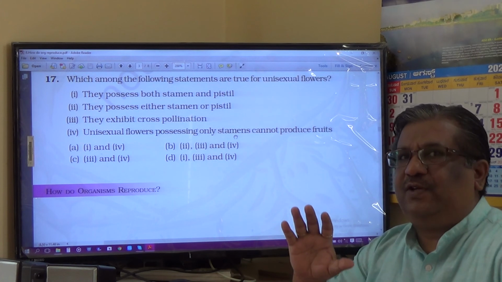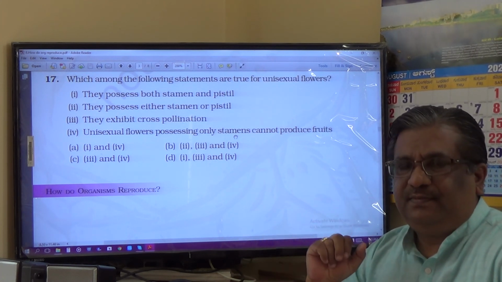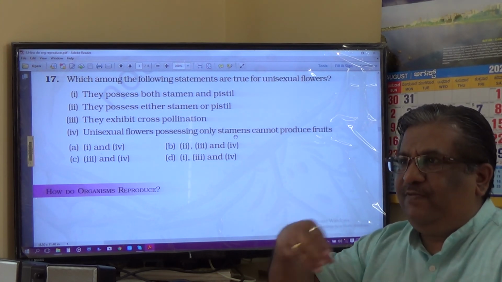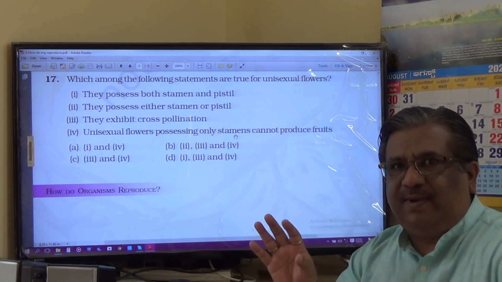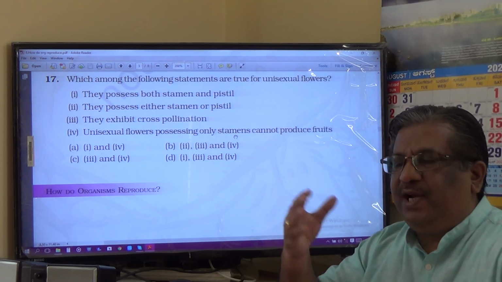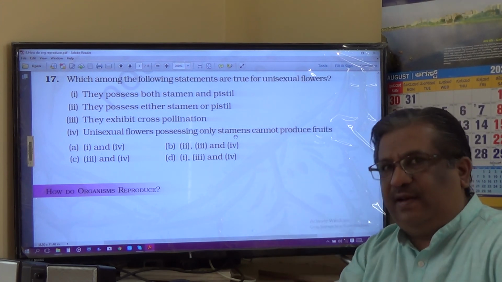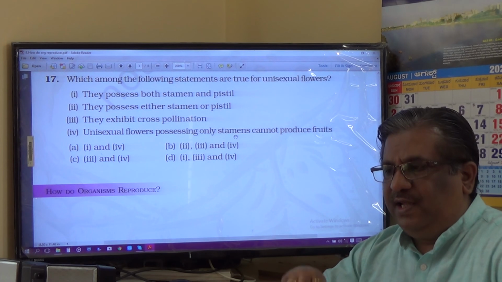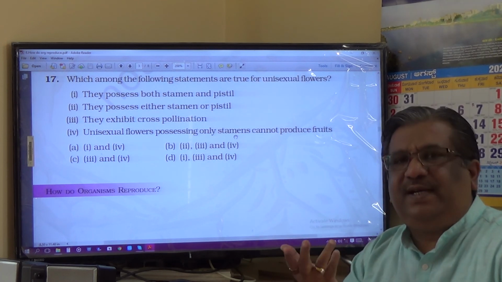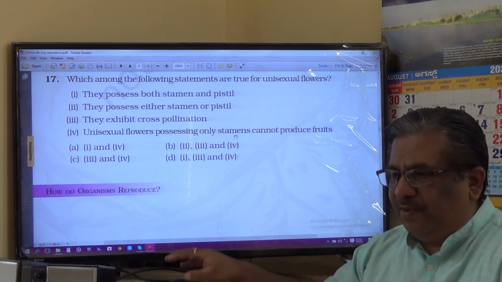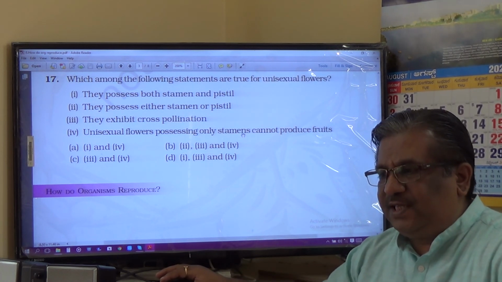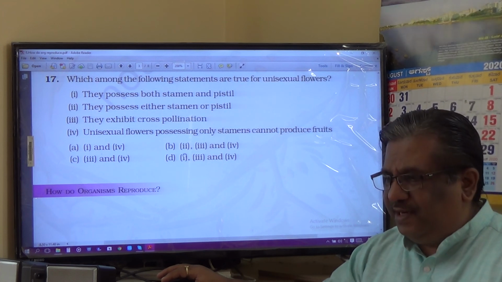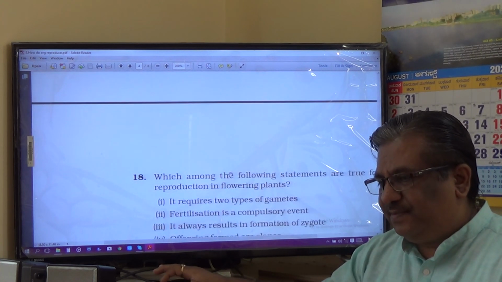Definitely the female reproductive part is required for production of the fruit. Why? Stigma, style and ovary must be present. Even if the stamen is not available, stamen means male reproductive part, it is okay, because anthers can come from different flowers. Whereas if there is only stamen, where does fertilization take place? Not possible. Therefore unisexual flowers possessing only stamens cannot produce fruits. Important. So it is the second, 2, 3 and 4 should be the correct answers.